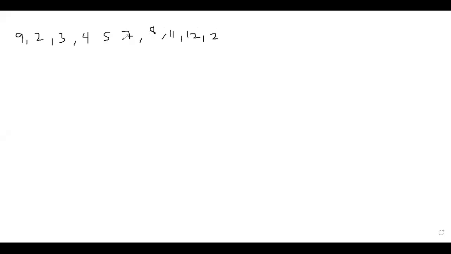Good. If this is our data, then in step 1 we need to arrange the data in ascending order. We have two 2s here, so we'll have 2, 2, 3, 4, 5, and we don't have 6, so we have 7, 8, 9, 11, and finally 12. Good.